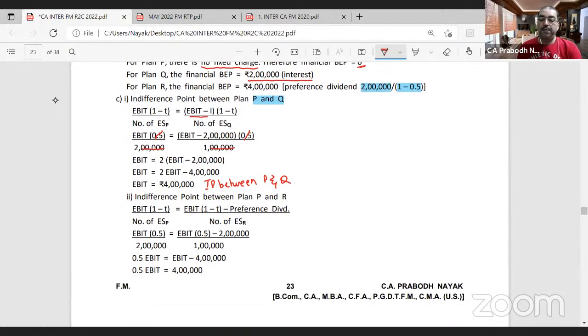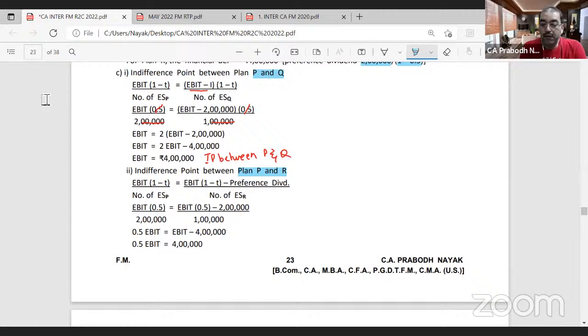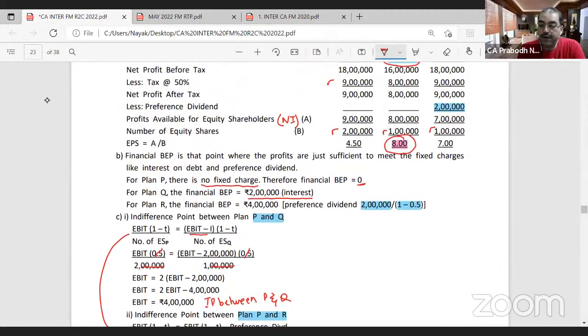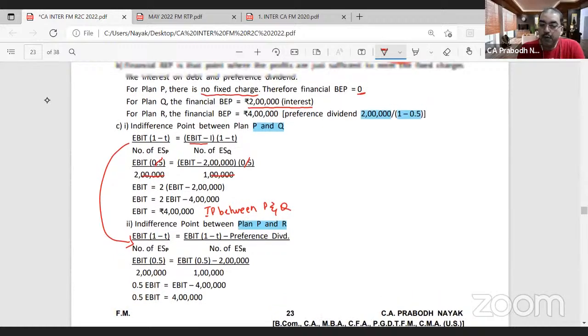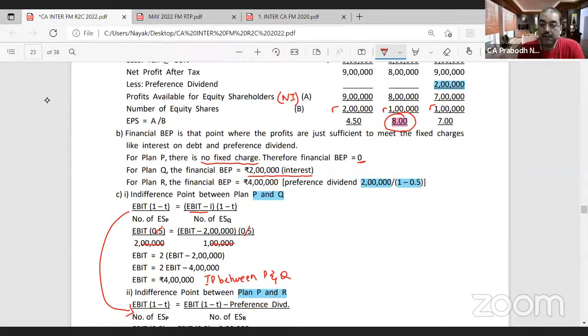Okay. Now we go for plan P and R. What is the nature of plan P and R? P is having no debt, no preference capital, and R is having preference dividend. So for plan P, straight away I bring this down: EBIT net of tax upon number of equity shares in plan P. Plan R has got preference dividend. So EBIT net of tax, no interest is there, minus the preference dividend, divided by number of equity shares in R. First part remains the same, EBIT into 1 minus t, that is 0.5, upon 2 lakhs. Second part, right hand side, EBIT net of tax is 0.5 minus preference dividend, which we have calculated here, 2 lakhs. So that preference dividend comes in, upon number of equity shares in plan R, which is 1 lakh.